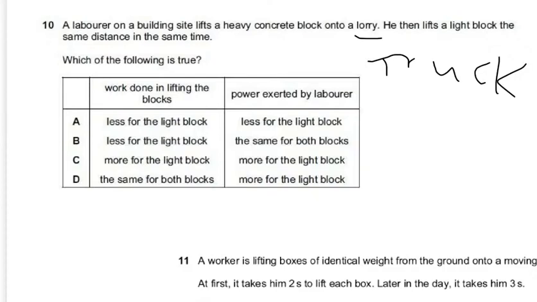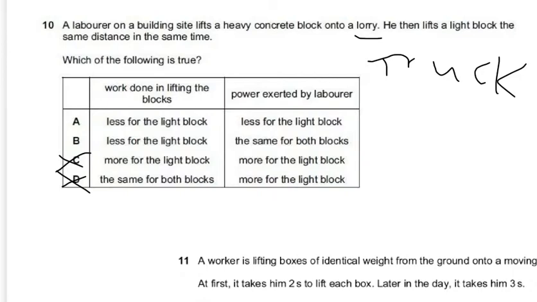Which of the following is true? So if you remember, work done is equal to force times distance, and the force in this case is the weight of the blocks. So you have a heavy block, you have a light block. You're lifting them the same distance. So heavy block times say 1 meter versus a light block times 1 meter. Which one does more work? Well, the heavy block, right? Because it weighs more. So the work done is going to be more for the heavy block. So this one's wrong. It's not more for the light block, and it's not the same for both blocks. So we have either A or B.